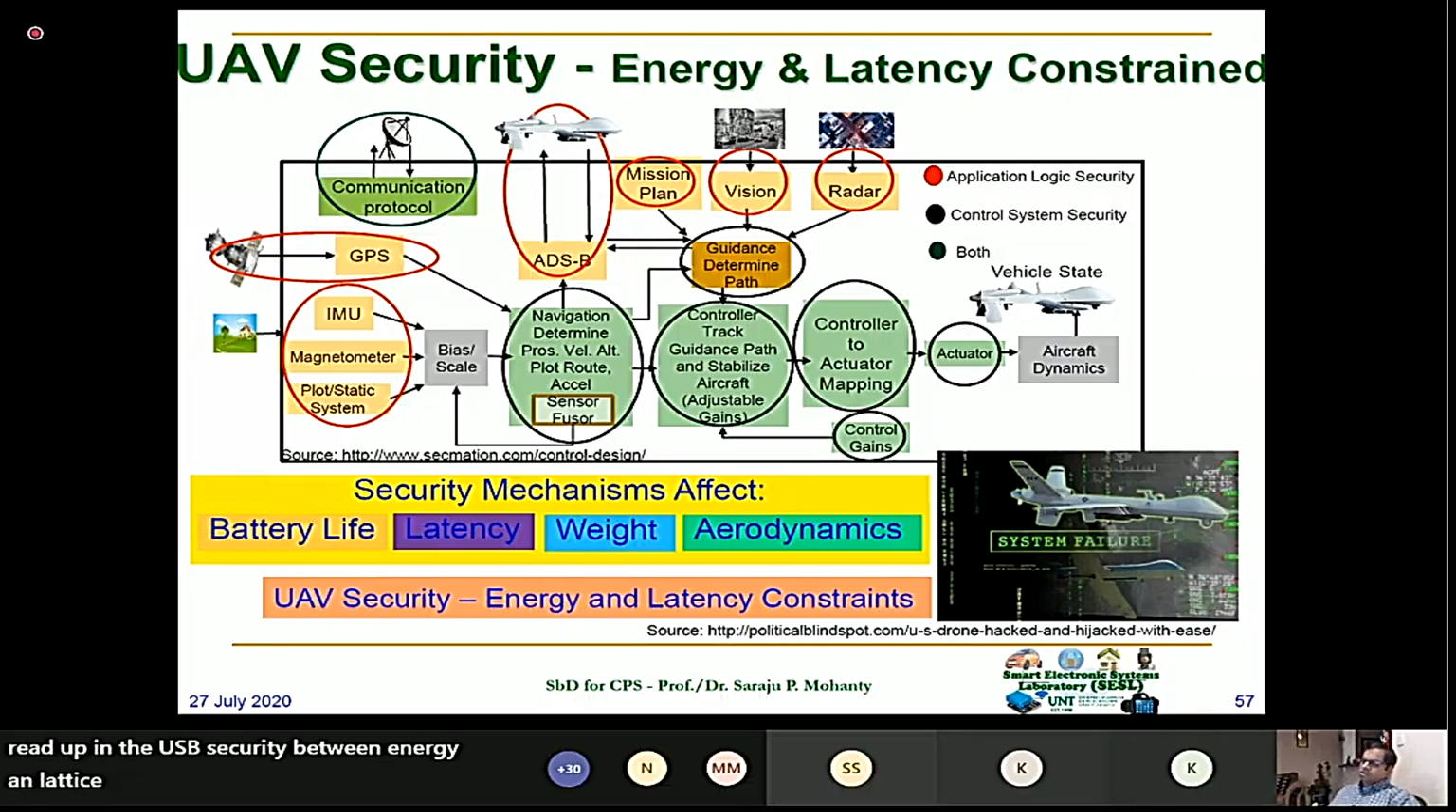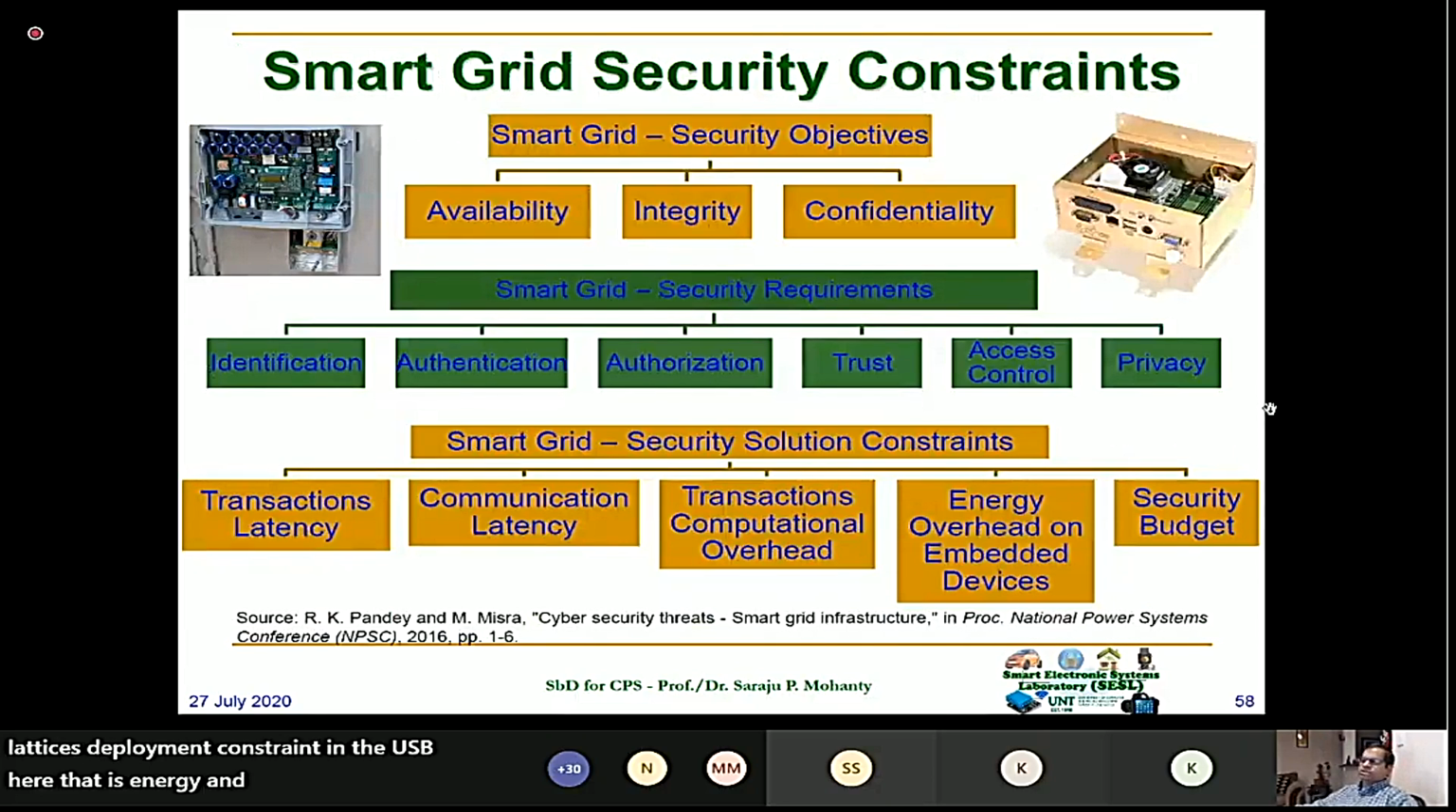I was mentioning that in the healthcare domain, energy is a primary constraint. In the transportation domain, latency is a primary constraint. In the UAV, energy and latency are both important constraints.